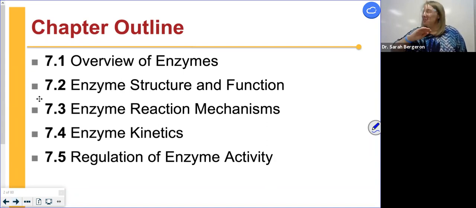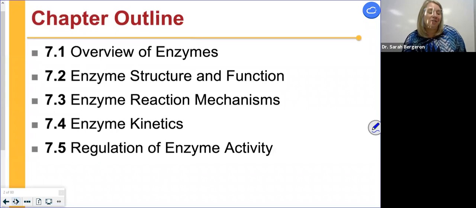All right, so we're going to do a general enzyme overview. We'll talk about the structure-function relationship, reaction mechanisms. Reaction mechanisms are a challenge, and enzyme kinetics are as well. So those are going to be probably the 2 most difficult sections, 3 and 4, and then regulation.